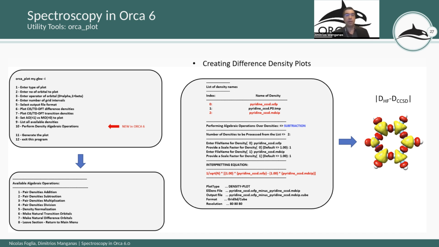For example, having available the SCF Hartree-Fock and CCSD electron densities of a simple molecule like pyridine, one can generate the difference density and bring it in a form that can be directly visualized, which looks like this. And moreover, these new densities are saved back into the density container and can be used for further algebraic operations.